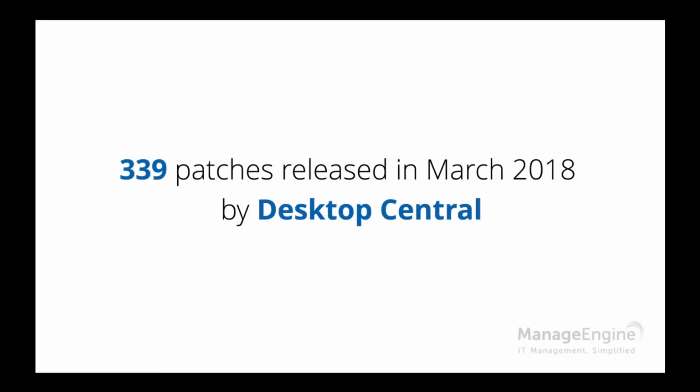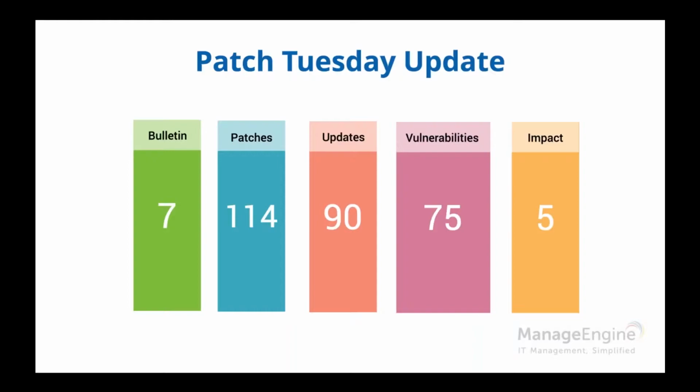In total, there are 339 patches that were released in March by Desktop Central. We'll split them and break them down for you. For Patch Tuesday updates, there were 7 bulletins, 114 patches and 90 updates, a total of 75 vulnerabilities and 5 impacts. We don't have the defense in depth this time.